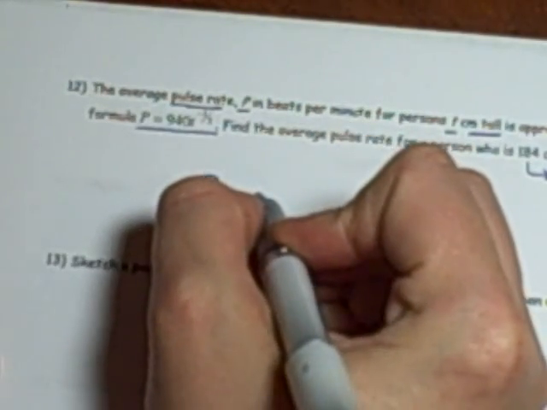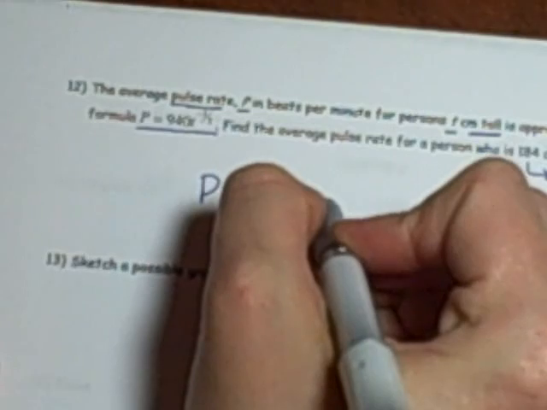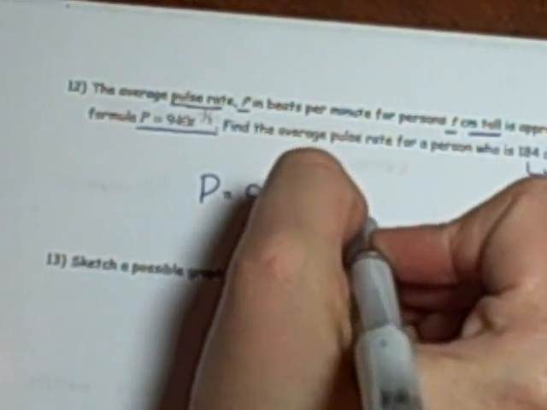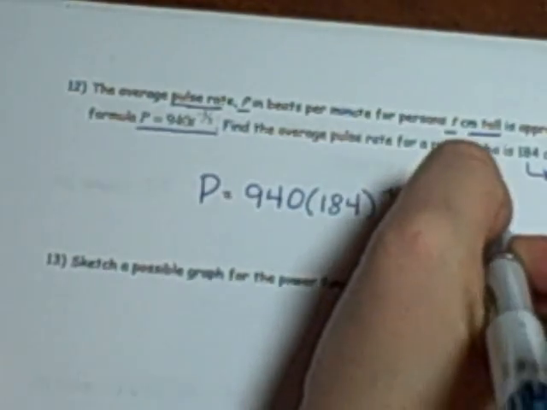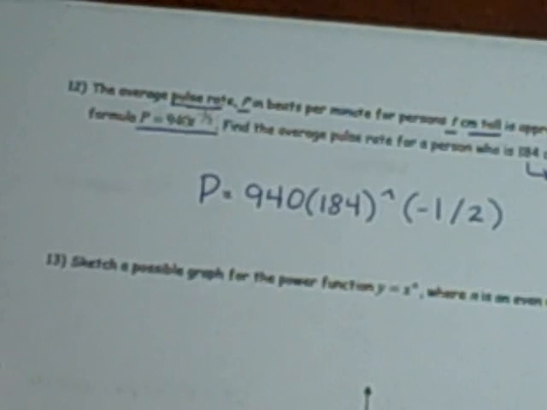height. Okay, so I'm using this formula and it says find the pulse rate for a person who is 184 centimeters tall. So that 184 just represents the letter T. And that means I'm just going to plug it in right there for T. So I'm going to do P equals 940 times 184 to the power of negative 1/2. And that whole thing can just go straight into your calculator. So give me just a second to plug that in. And you should be plugging it in too, again, to make sure that you can get the right answer.